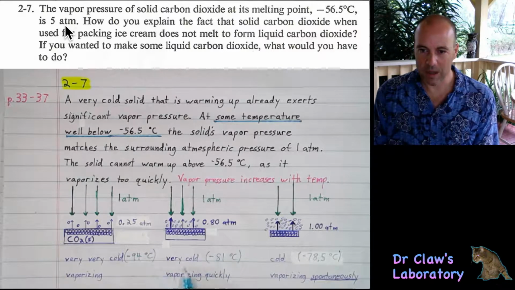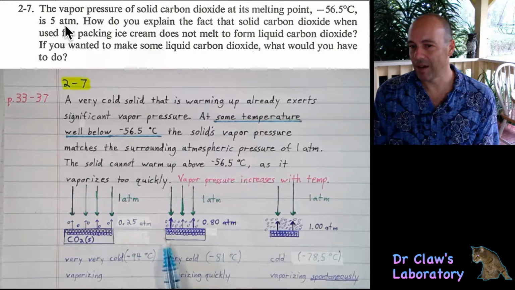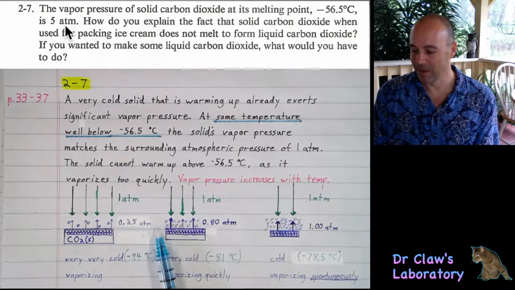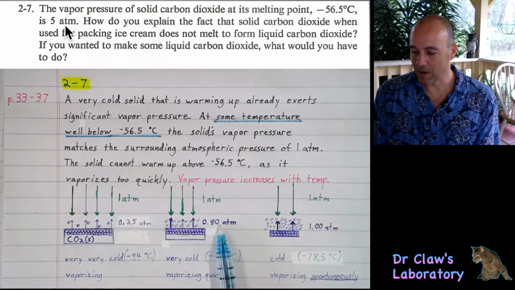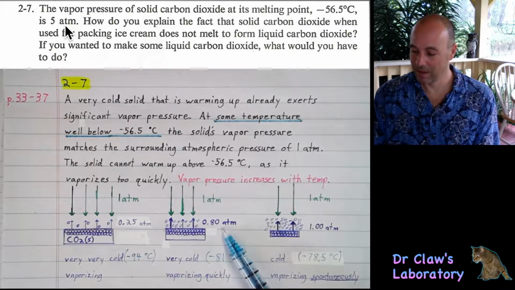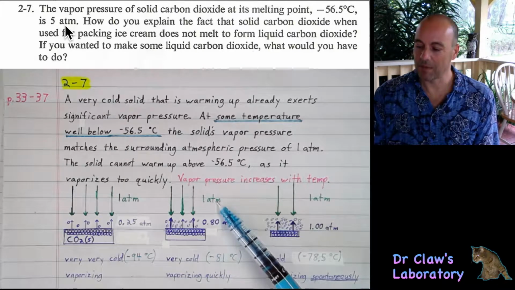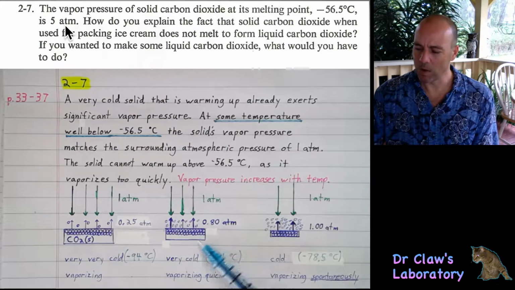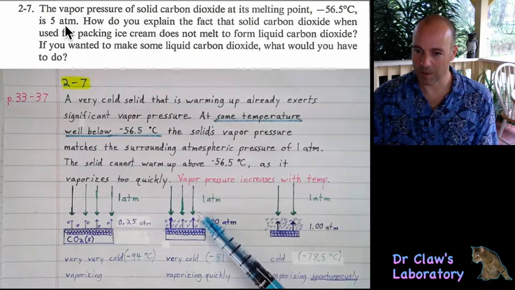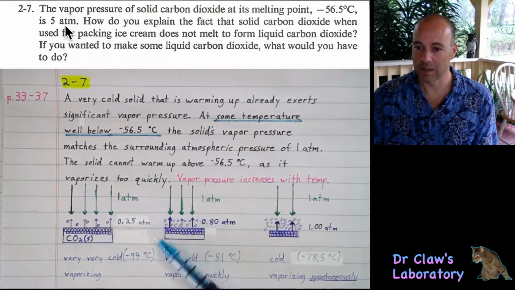Now it's evaporating more quickly, and you also have a smaller piece of solid because you lost some along the way. Now its vapor pressure at this temperature is 0.80 atmospheres. But that's still less than the atmospheric pressure. But it's vaporizing more quickly. You see there's a larger concentration of gas particles that are leaving the surface of the solid.